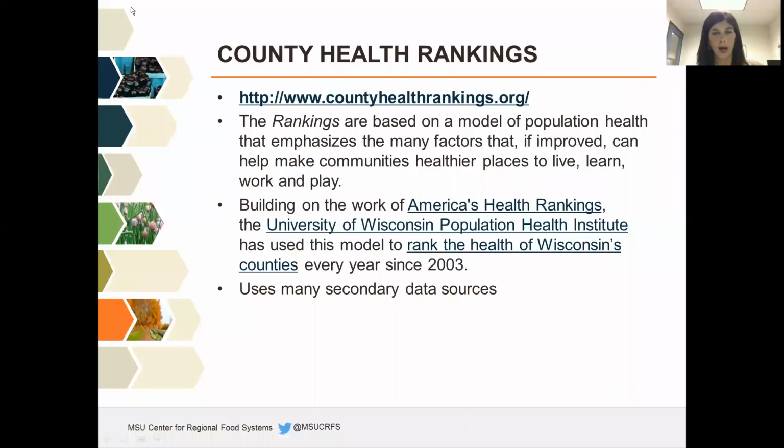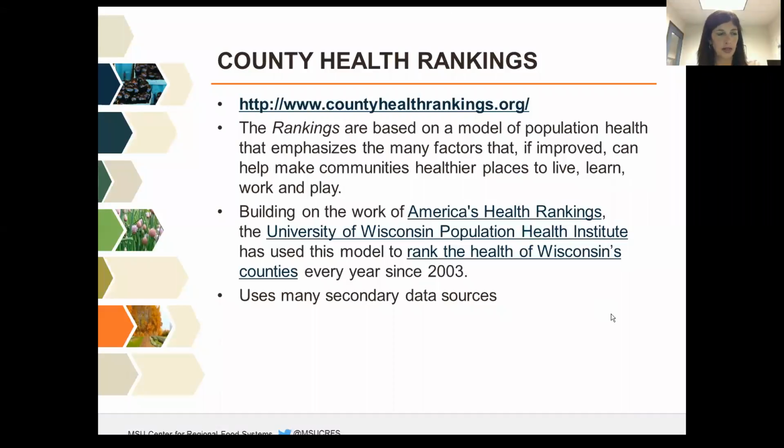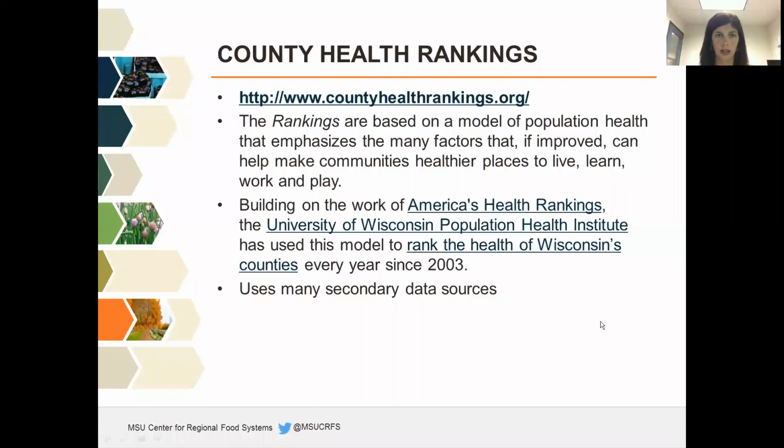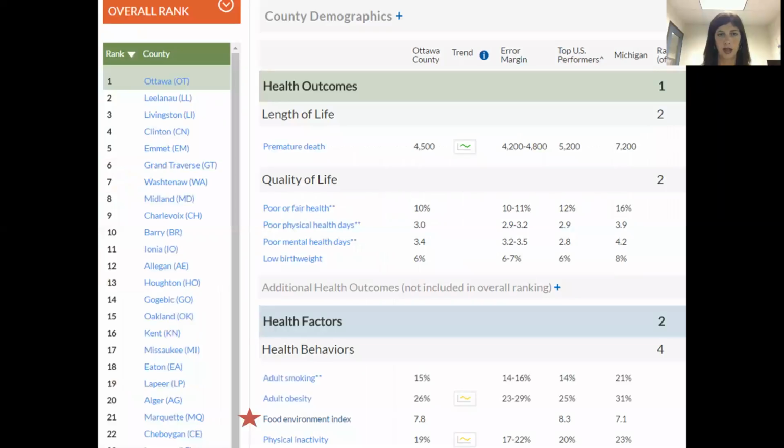Okay. Another source of secondary data that we use with the Ottawa County Food Policy Council is the county health rankings. You might be familiar with these. They really are based on that model of population health that looks at a lot of different factors that can make communities healthier places to live. The interesting thing about the county health rankings is that they use a variety of secondary data sources, so I thought this was a good example to use. And when you go onto the website, we've got a link here to the site, and I just pulled up Ottawa's information to show you.